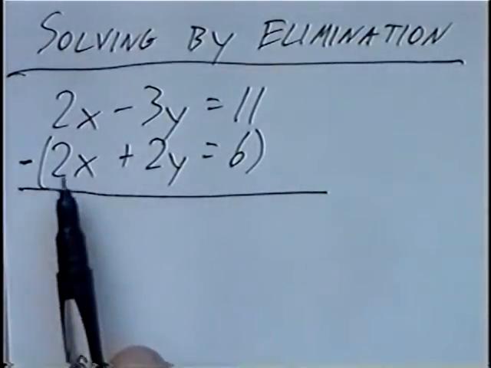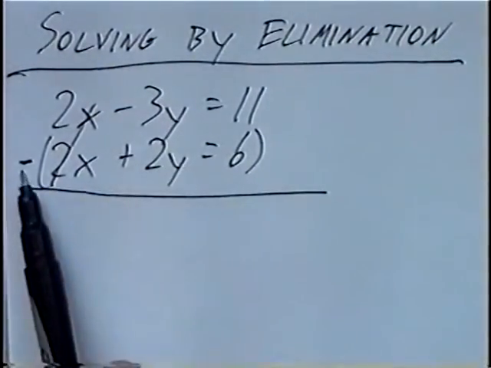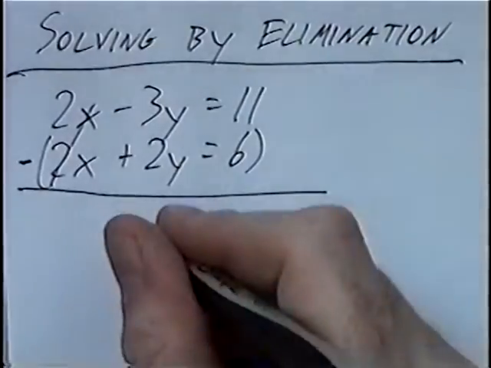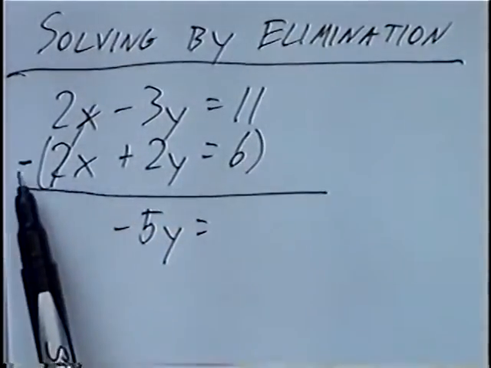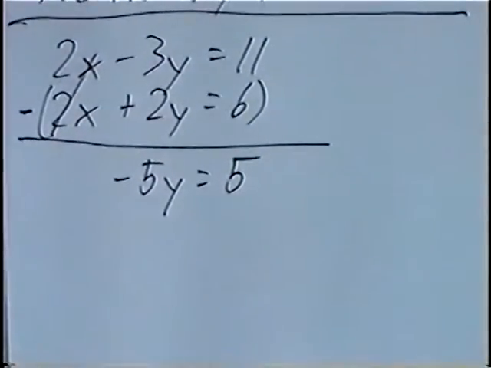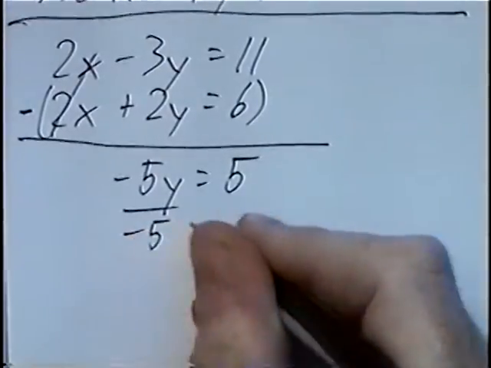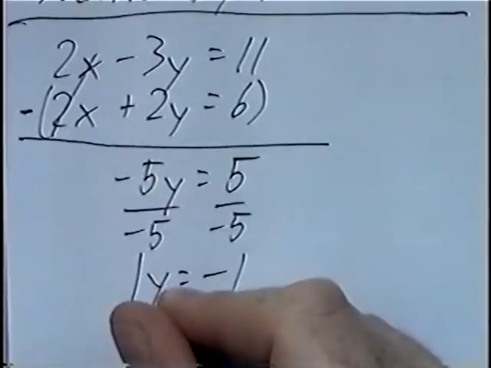So 2x minus 2x would cancel. Negative 3y minus 2y would be negative 5y. And 11 minus 6 would be 5. Solving, we can divide by negative 5, and y equals negative 1.